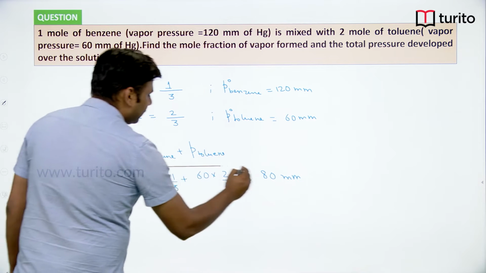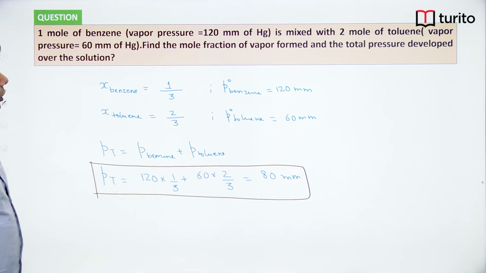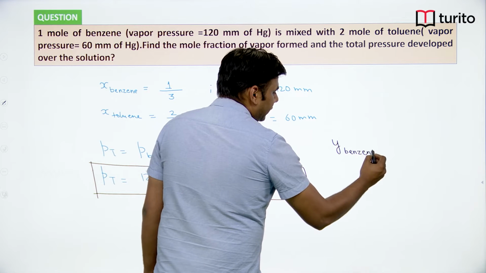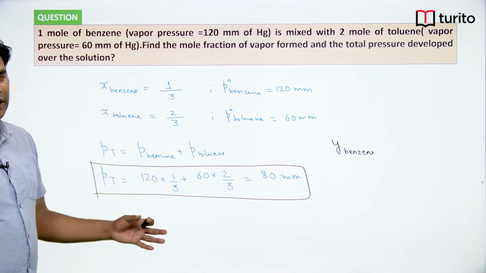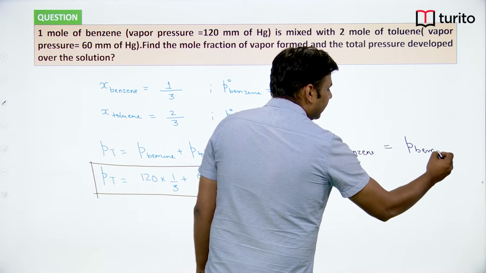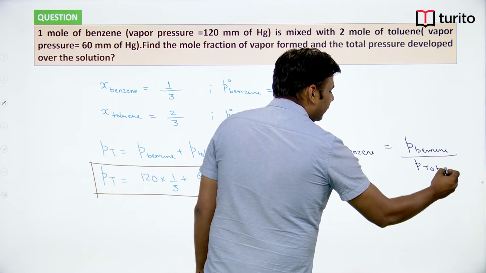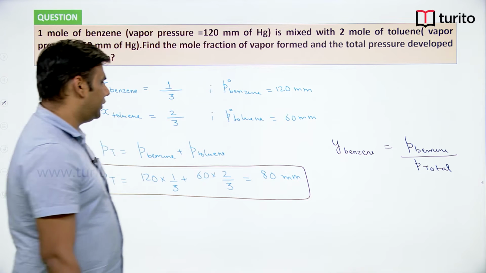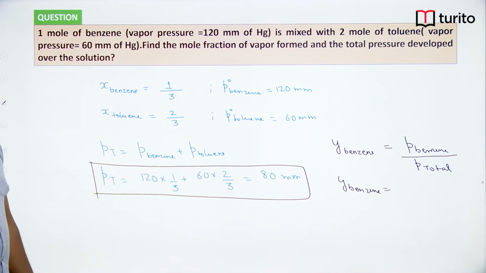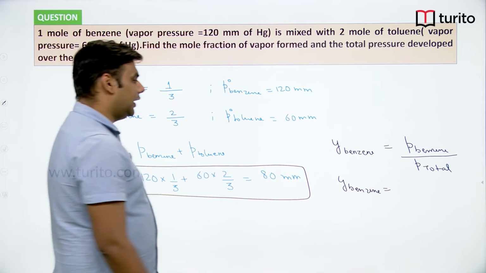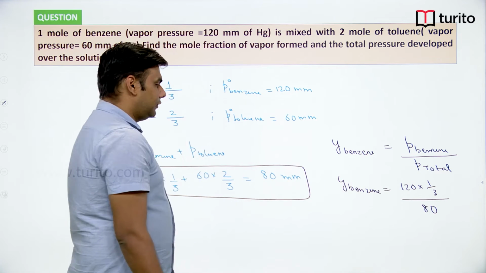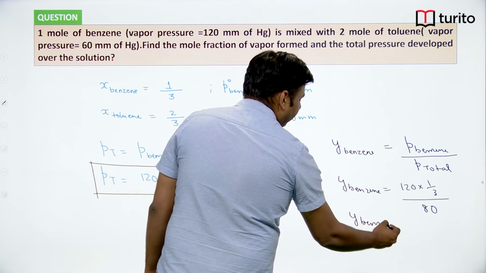Now if we want to calculate the mole fraction of vapor formed, I have already told you that anything in vapor would be represented by the mole fraction written as Y, and liquid is written as X. So Y benzene would be the pressure that is exerted by benzene in the total pressure divided by the total pressure. So this is P naught benzene into the mole fraction of benzene in the liquid phase. So this would be 120 into 1 by 3 and total we have already calculated as 80. So this would come out to be 0.5.